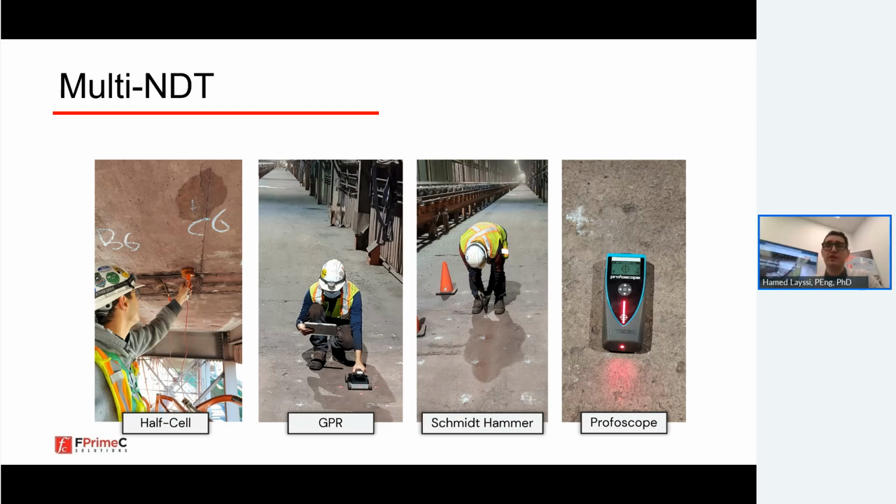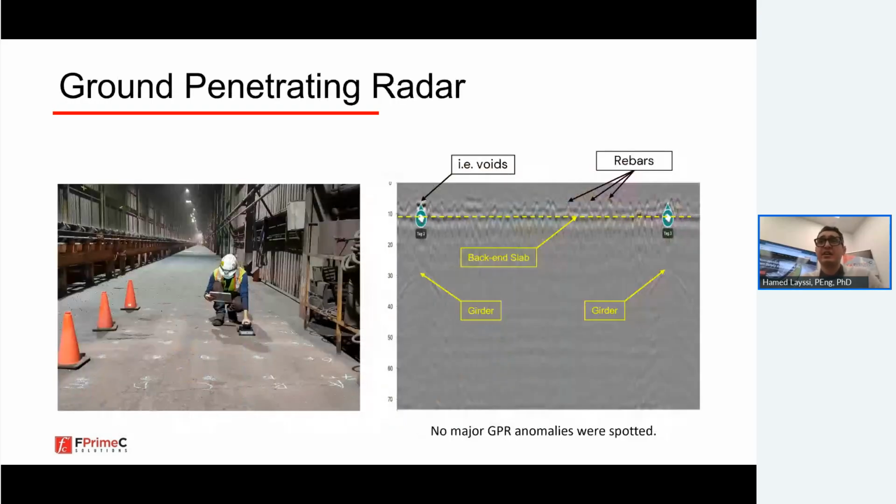One of the issues that we had with this slab was that it's a very thin slab. As you can see in the GPR scanning, this is a 10 centimeter, like 4 inches, thick concrete slab with one layer of reinforcement more towards the bottom of the slab.